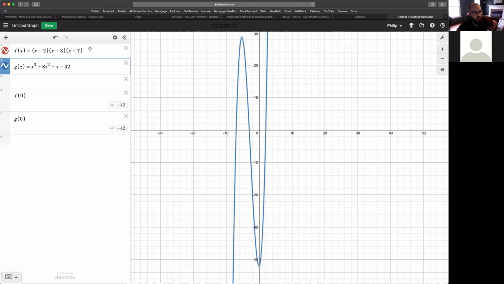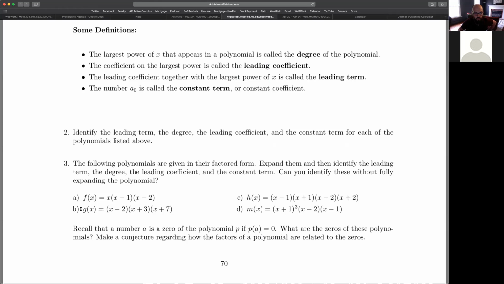Okay, so this was some algebra practice, right? Expanding these things out, and then here's a way to verify that our work is correct. Okay, so what I did is I worked through G here.